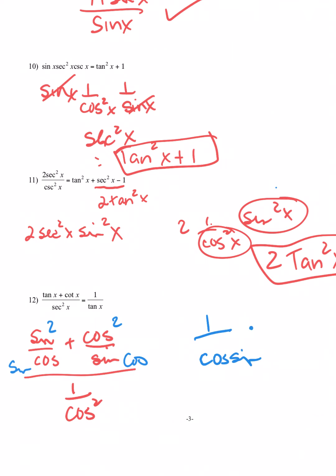And then we're going to flip this one upside down, cosine over 1. When we divide by a fraction, we multiply by its reciprocal. And this one is going to cancel with this one, and that's going to give us cotangent of x, because cosine over sine is cotangent, and that's the same as 1 over tangent of x. So we are finished there.